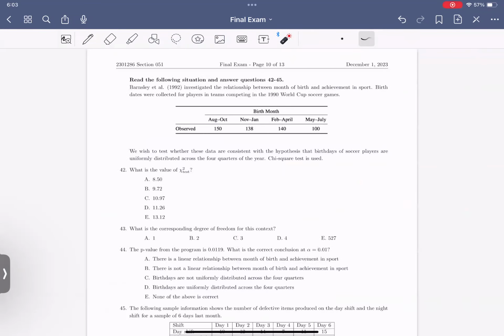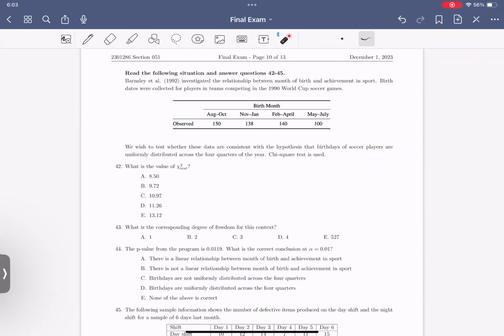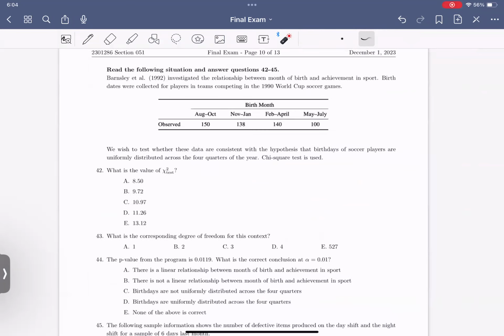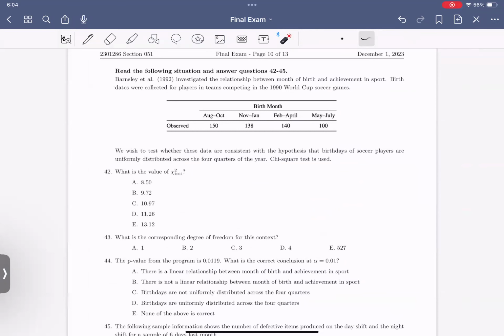Questions 42 to 45. All right, this is the last page for multiple choice. Barnsley investigated the relationship between month of birth and achievement in sport.